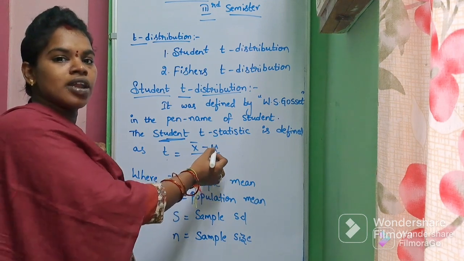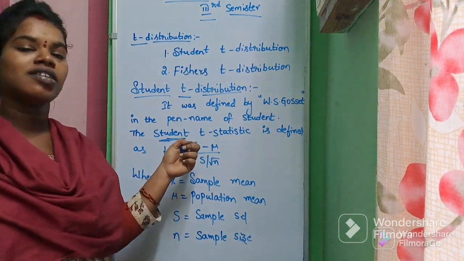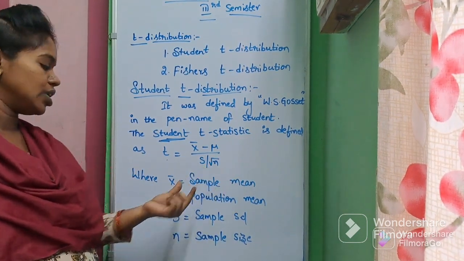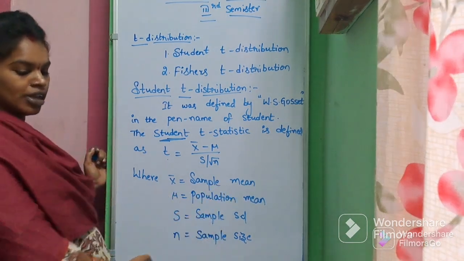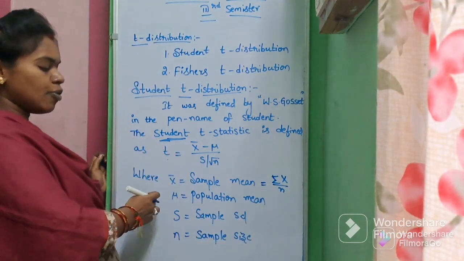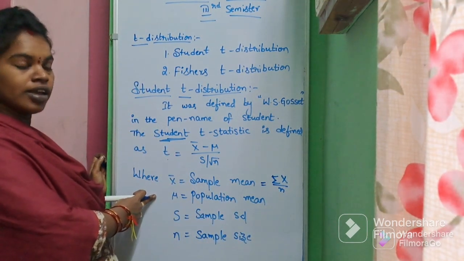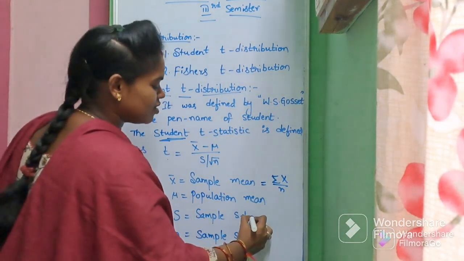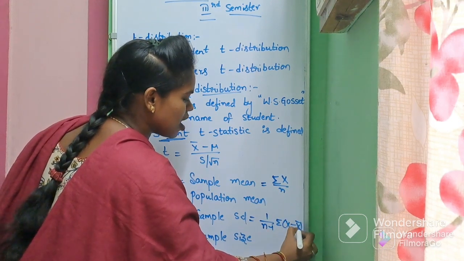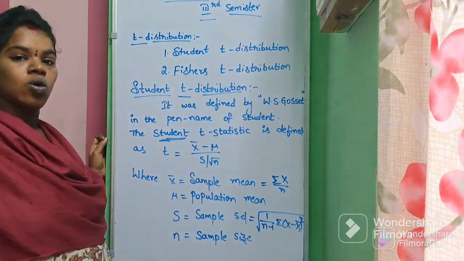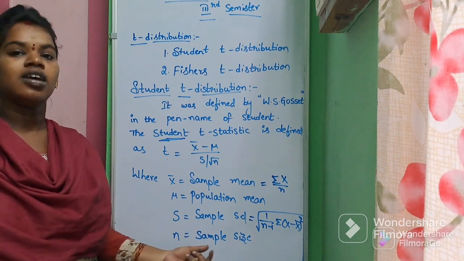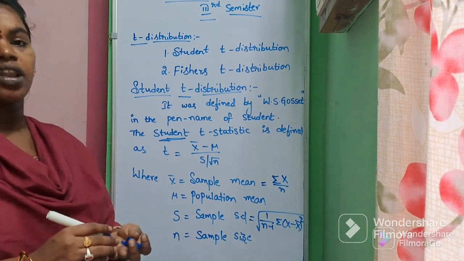Small t is equal to x bar minus mu by s by root n. Here x bar is the sample mean, mu is the population mean, and the remaining part, s, is the standard deviation. The sample mean we can represent as summation x by n, and the population mean can be represented as mu only. Next, the sample SD can be represented as the square root of 1 by n minus 1 summation of x minus x bar whole square. The whole thing will be kept in the root. Next, n is the sample size.